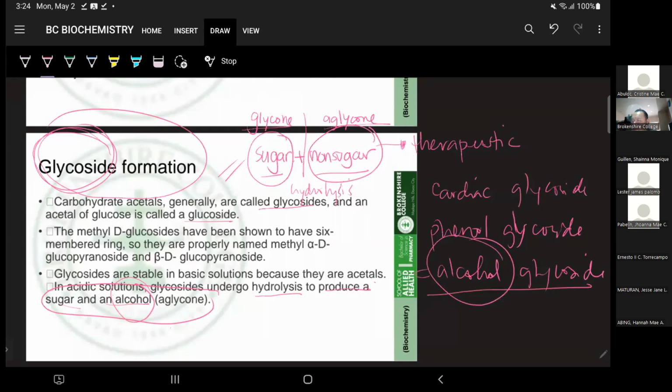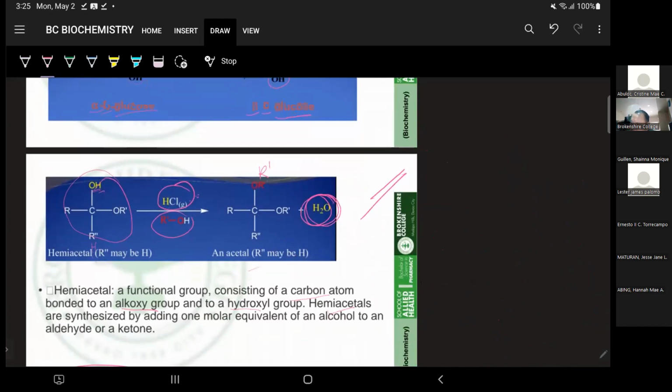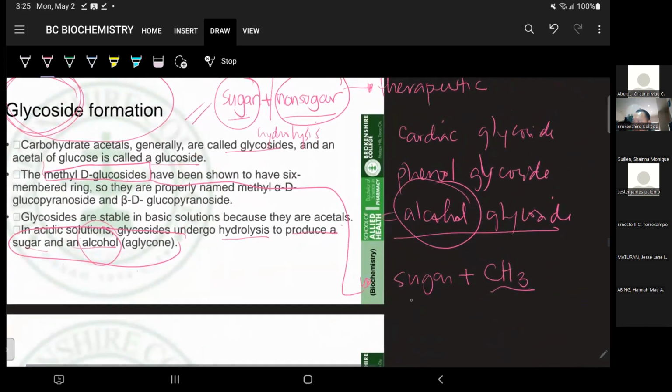Other than this mga medyo complicated na mga namings, no? Methyl D-glucosides in the sense, okay, punta tayo dito. Methyl D-glucosides. So, ibig sabihin yan, meron siyang dextrorotatory sugar plus yung sugar niya merong addition of R, which is methyl. Just like this one. Hemiacetal, yung acetal niya, meron siyang CH3. Itong R1 na to is CH3, which makes it a methyl glycoside. Sugar with a methyl group.